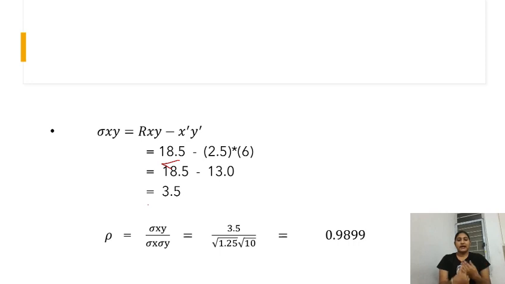Then the final formula: rho equals sigma xy by sigma x into sigma y equals 3.5 by root over 1.25 into root over 10 equals 0.9899. This is the final answer.